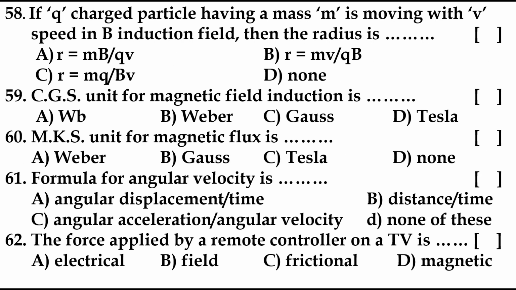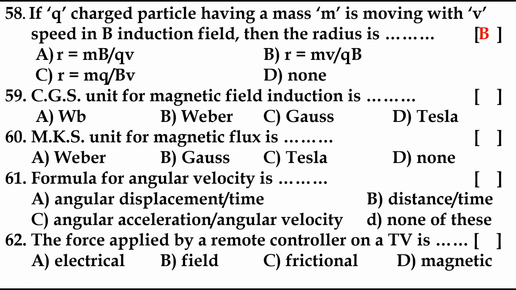If a charged particle having mass m is moving with speed v in a magnetic induction field B, then the radius is dash. A. R is equal to mv by qB, B. R is equal to mv by qB, C. R is equal to mq by pv, D. None. Answer is option B. R is equal to mv by qB.